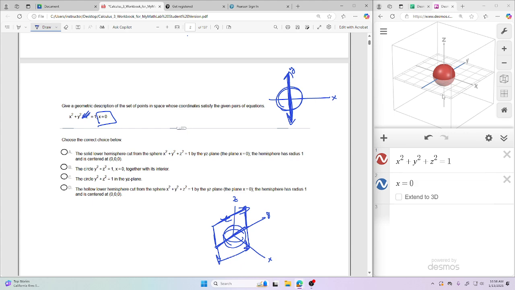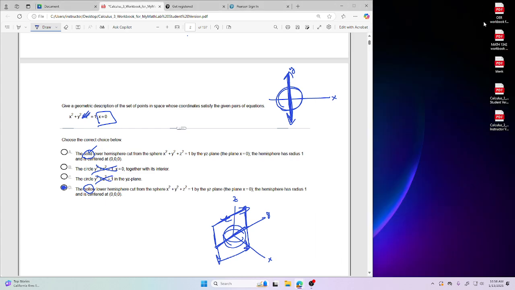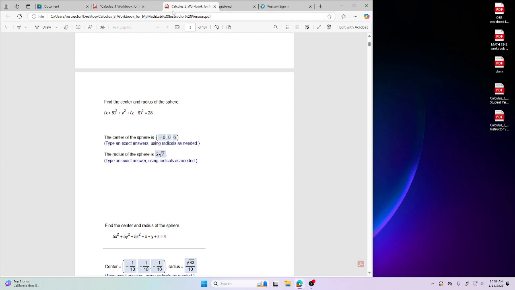So, solid hemisphere cut with the YZ plane. See, the YZ plane, that's what we're talking about. It has a radius of 1. So far, that looks pretty good. I like that one. It's a circle? No, because we already know it's a sphere. A hollow? Oh, look, the difference. It's hollow. I'll take that one for sure. And I'm going to verify. I don't want to always have to do this, but I do have the instructor version. Let me pull that up right quick and just prove it to you here.